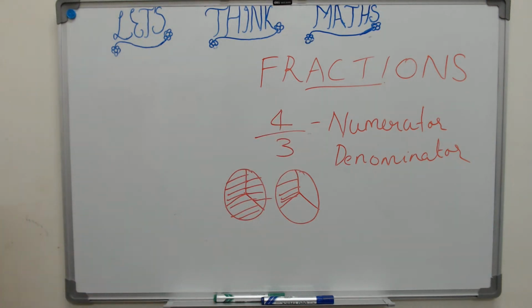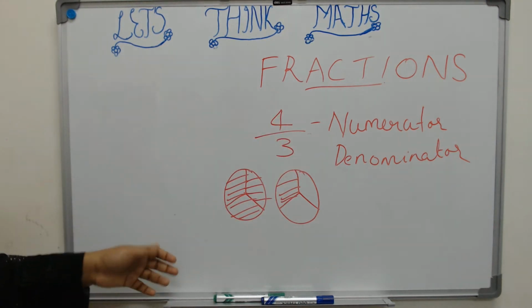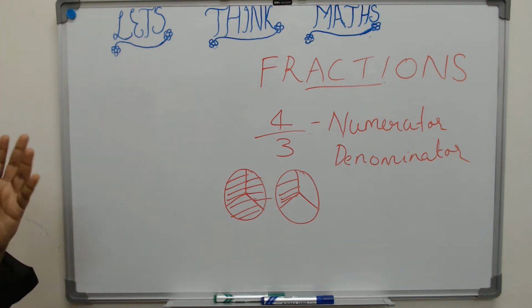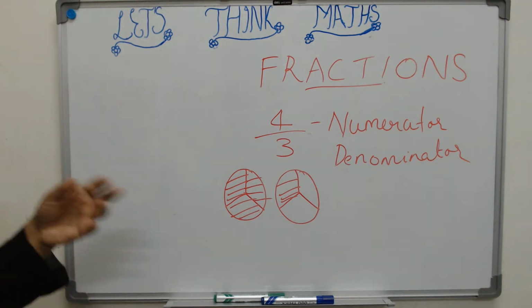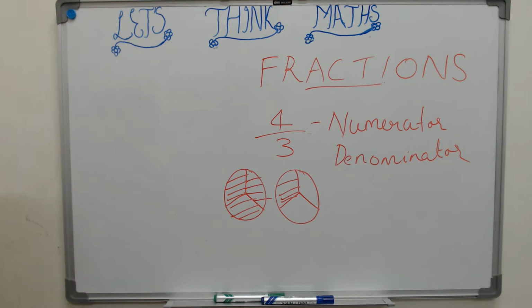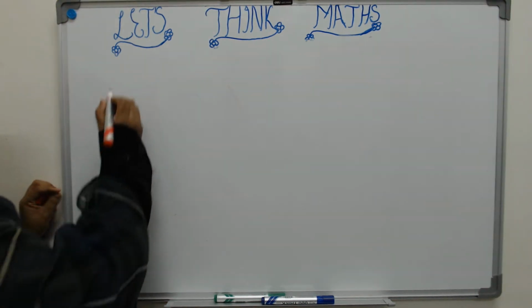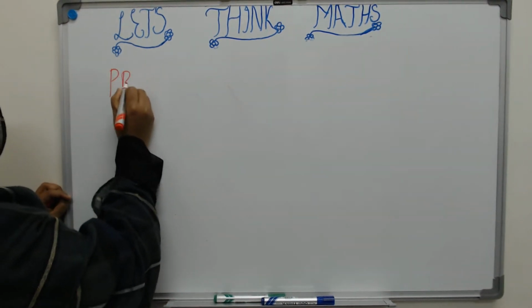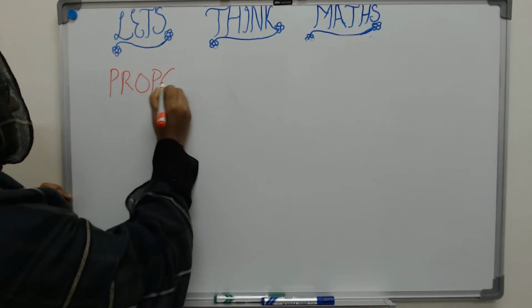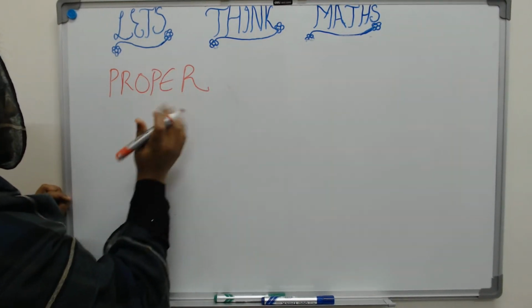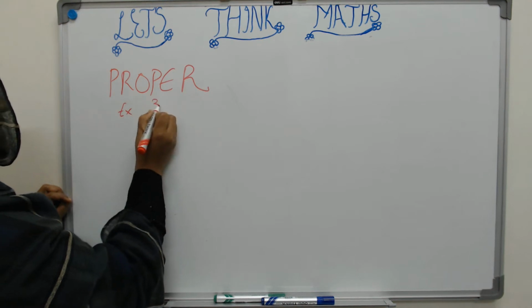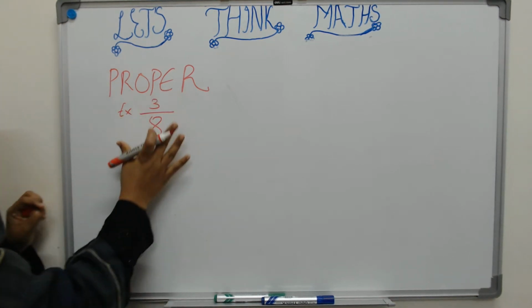Now we have seen 2 examples of fractions. Now we will go on to see 4 kinds of fractions. We will see examples and we will see what their properties are. The first kind is called a proper fraction. The proper fraction, now this is an example of a proper fraction, 3 by 8.